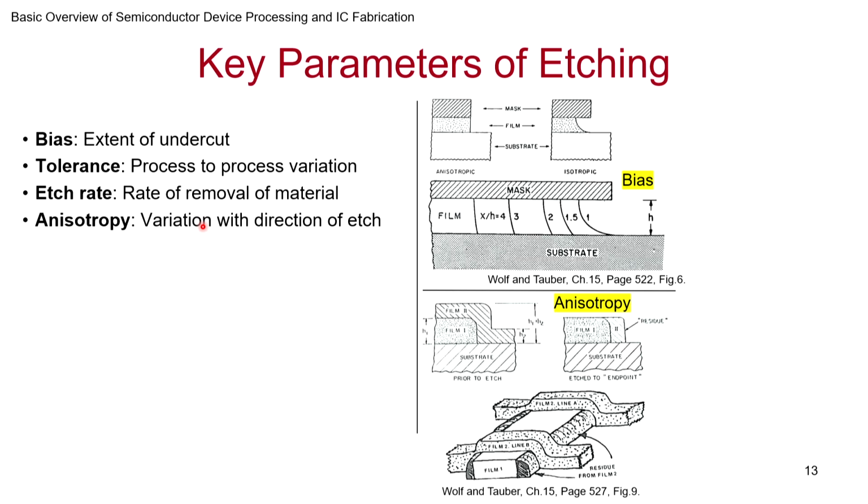Sometimes you want it to be anisotropic. For example, when you made these spacers during the process integration, we discussed the gate poly, and on the sides we made spacers. We were able to make them only because we were using anisotropic etch. So it etches only directionally and not an equal amount in all places.